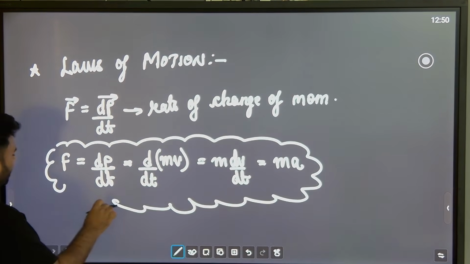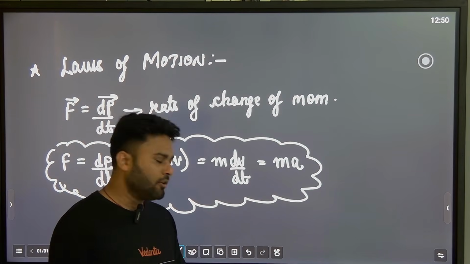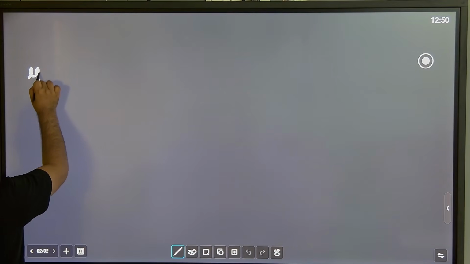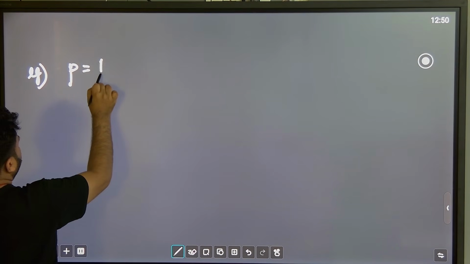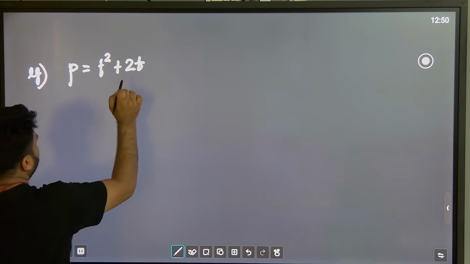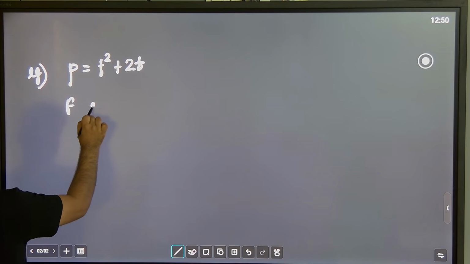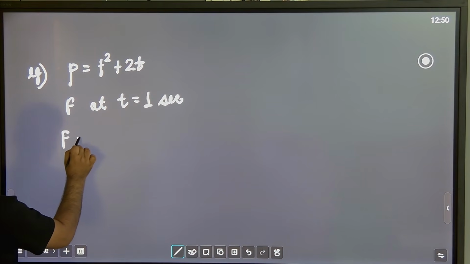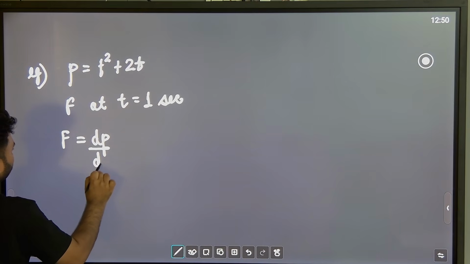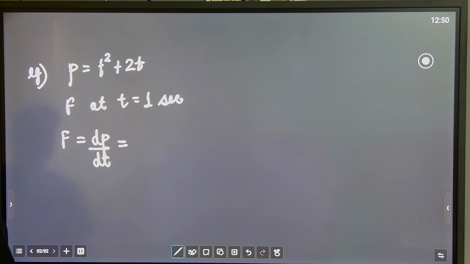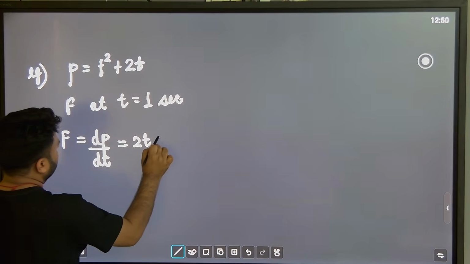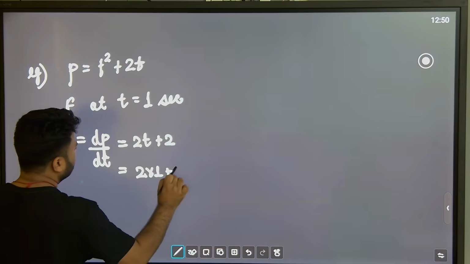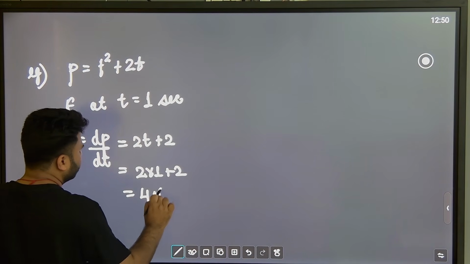Force equals rate of change of momentum. Now what kind of questions can they ask? First type: if P is T square plus 2T, what is the force at T equals 1 second? You can do F equals dP by dt, so you differentiate momentum with respect to T. T square differentiates to 2T, and 2T differentiates to 2. Time is given as 1, so 2 into 1 plus 2, that is 4 Newton.